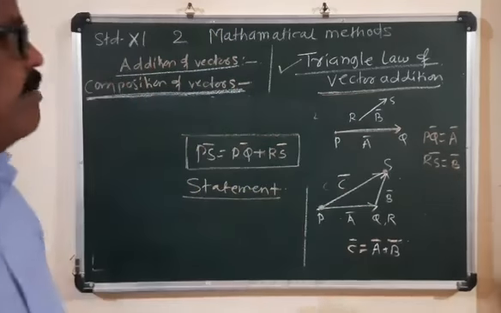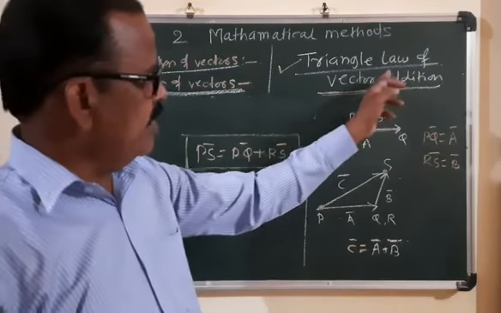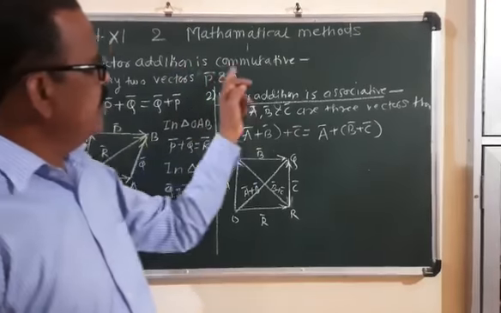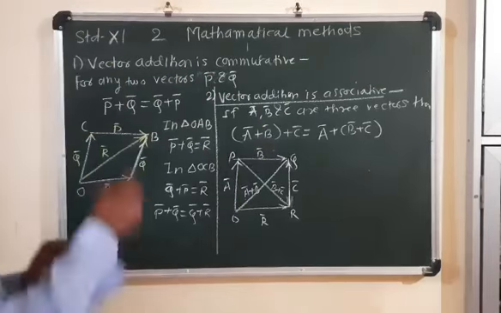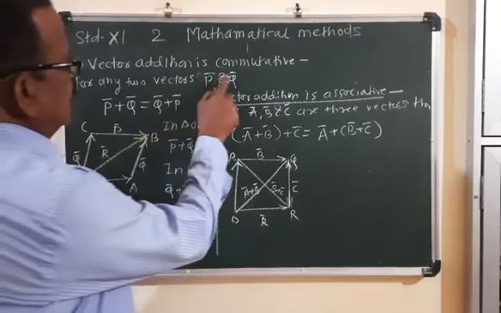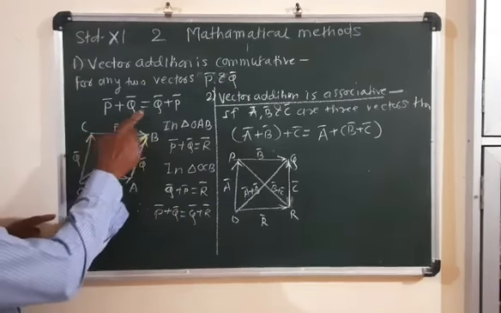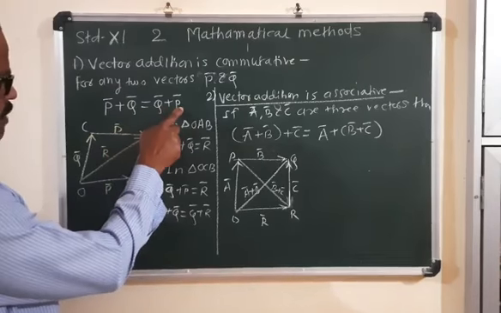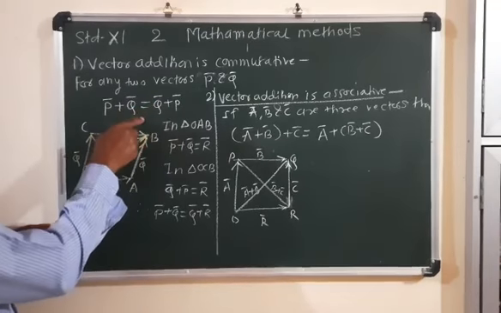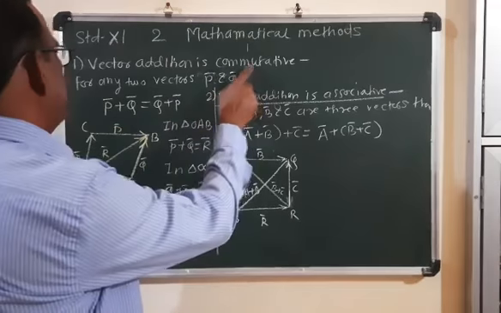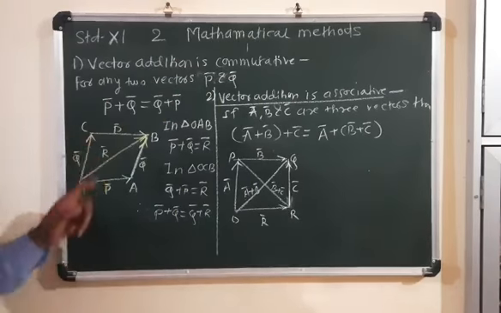This is the statement for vector addition by triangle law method. Vector addition is commutative. For any two vectors P bar and Q bar, P bar plus Q bar is equal to Q bar plus P bar. This property or law is called the commutative law of vector addition.